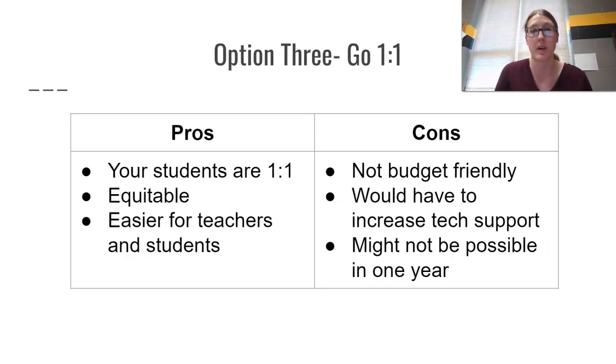Option three is go one-to-one. This is honestly my favorite option as an educator, but I don't know that it's the most doable as a superintendent. So pros, obviously, our students are one-to-one. It's equitable. It's easiest for teachers and students. Cons, it's not budget friendly.